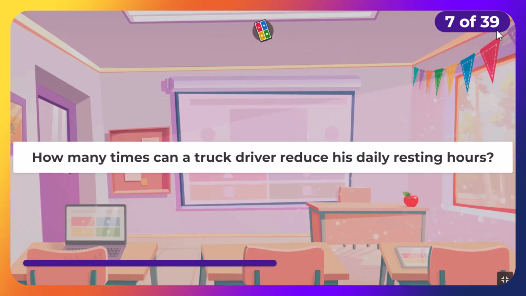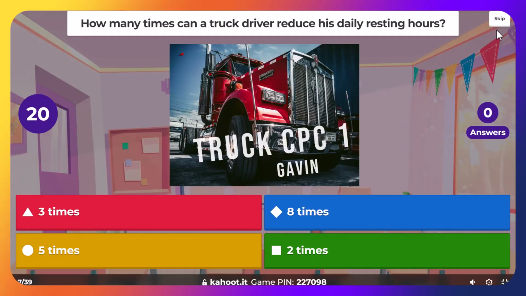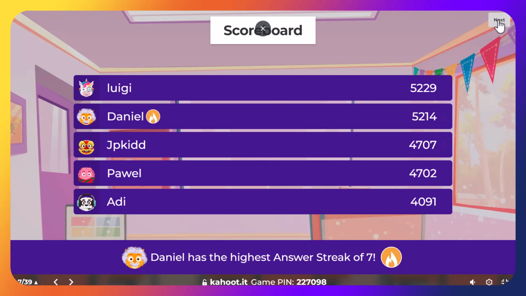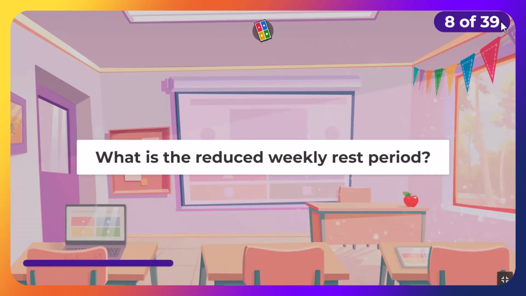How many times can a truck driver reduce his daily resting hours? Rory ran riot driving drunk. R, 3 rest; D, 2 driving. Or reduce your regular rest. R, reduce your regular rest. Okay? Let's get those in my head. That'll do for the driving.